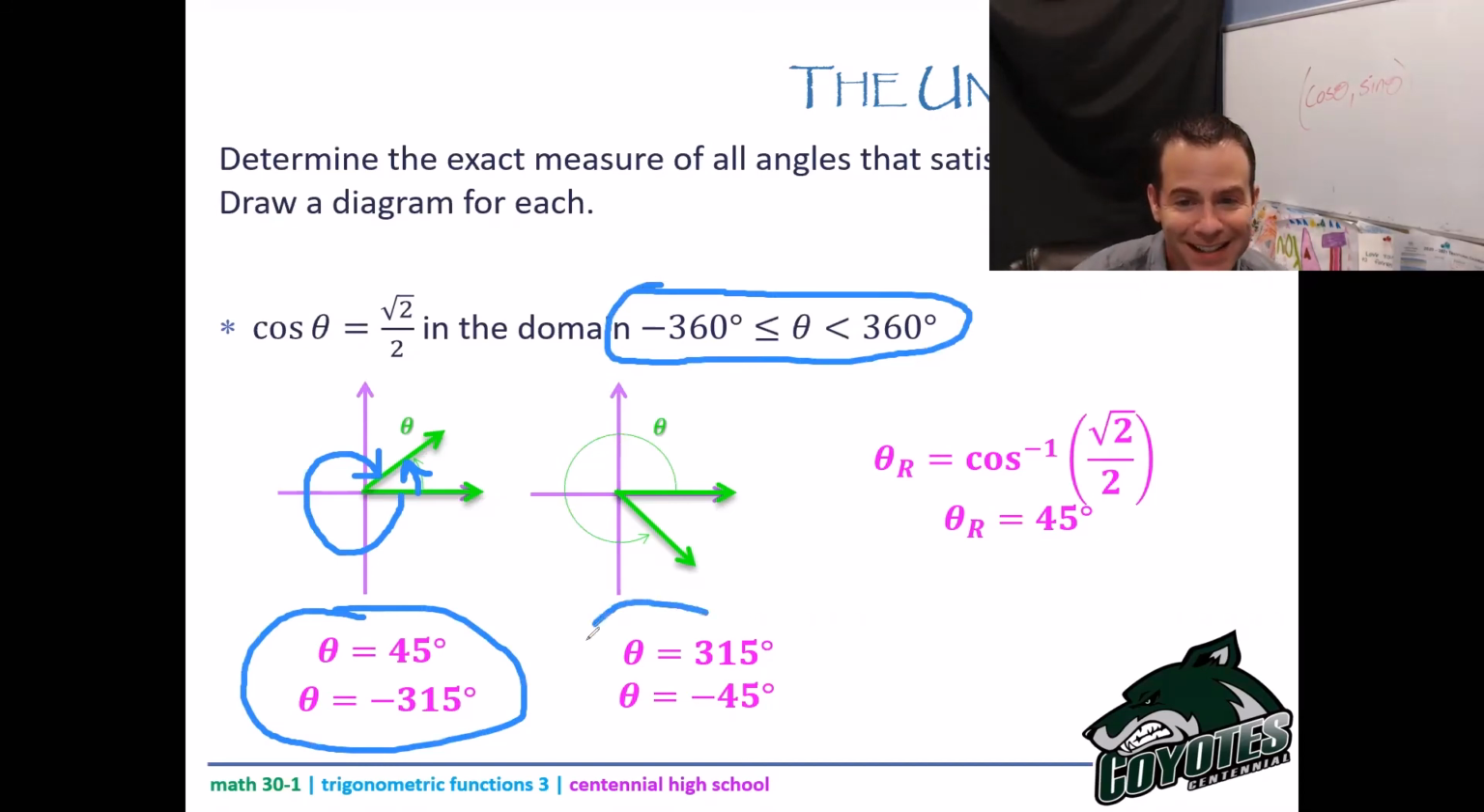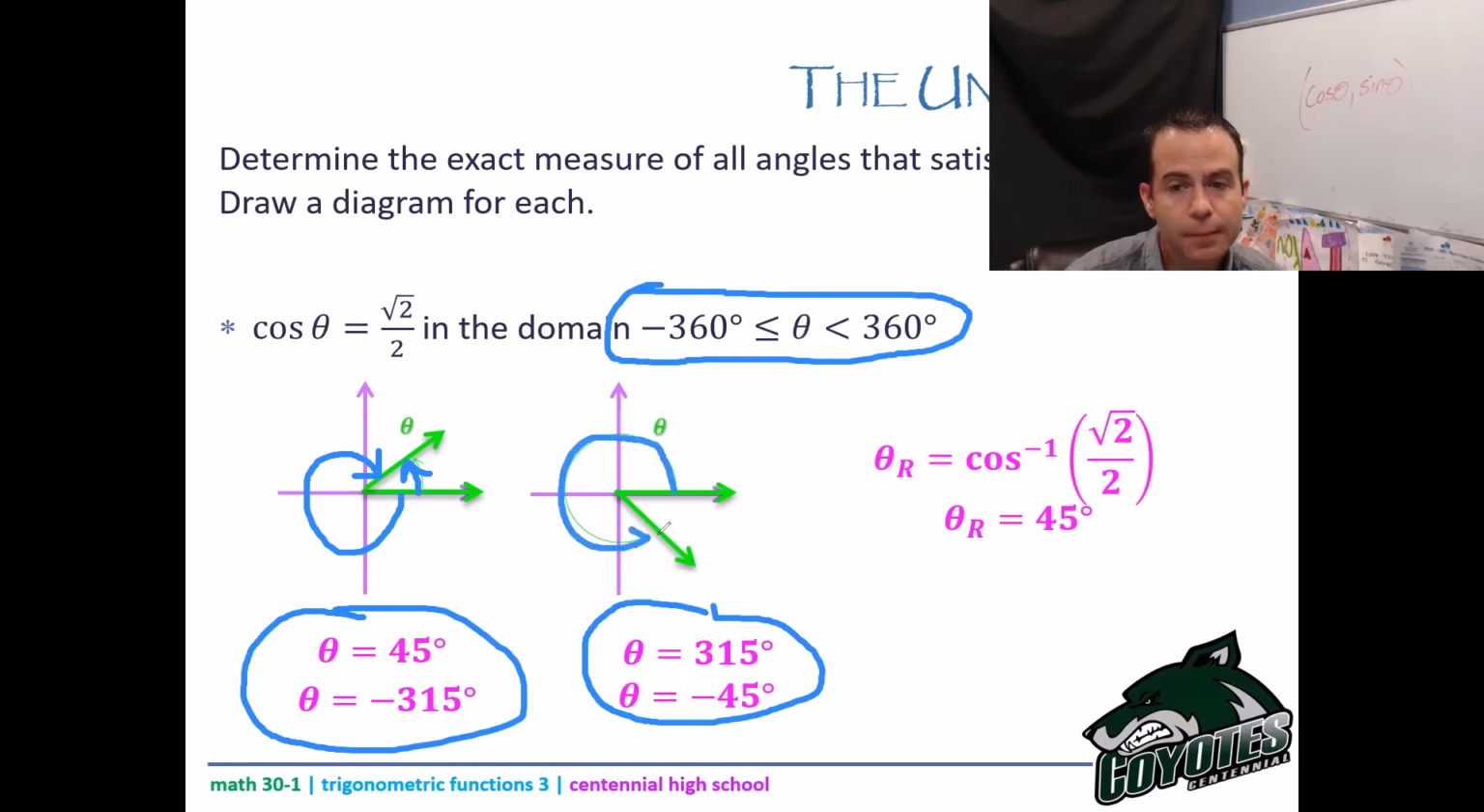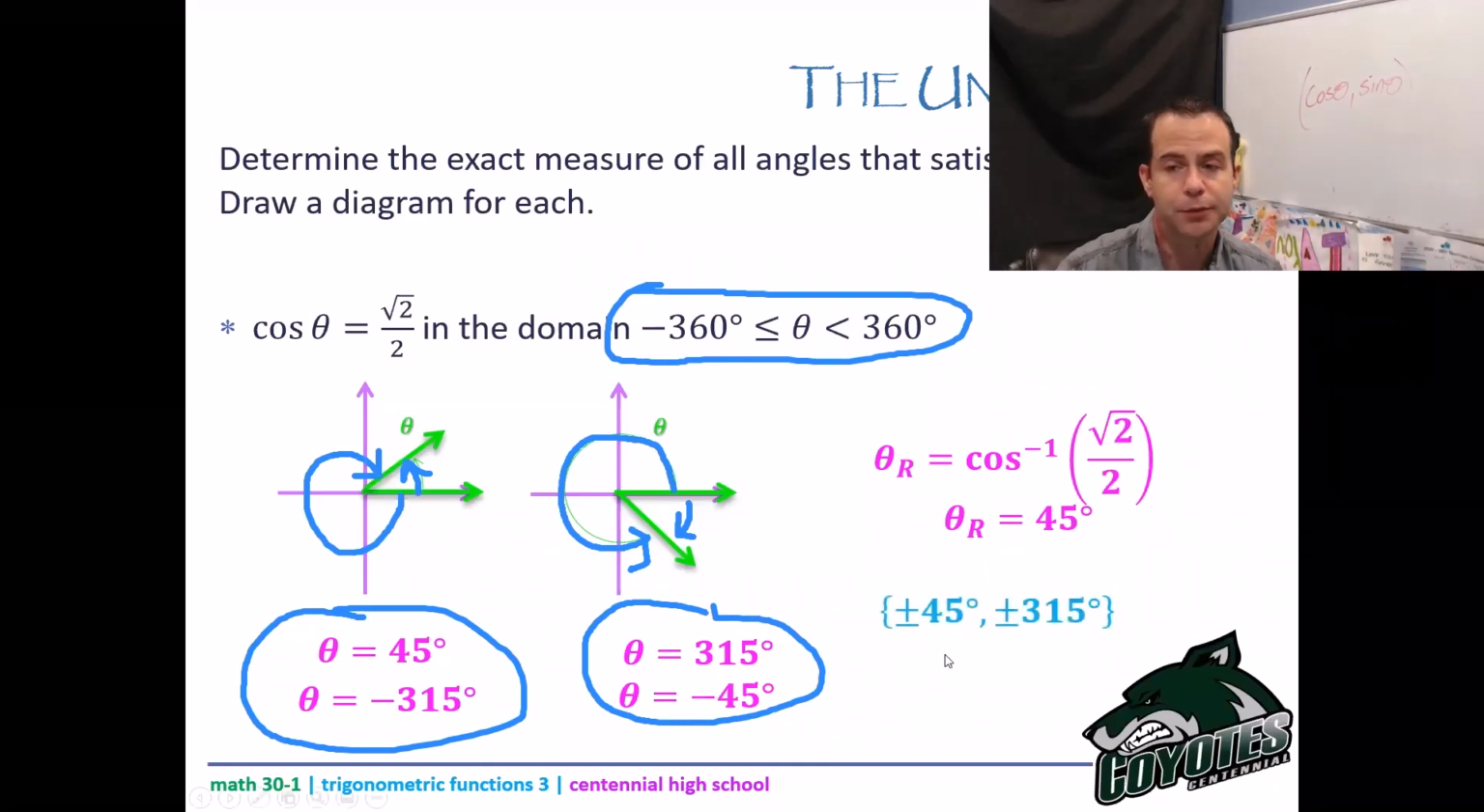The first one is this green rotational arrow that I did. Okay, but then to get the coterminal angle, I'm subtracting 360 from the 315, and that gives me negative 45, which is this space right there. Okay, and so my conclusion is actually plus or minus 45 and plus or minus 315 degrees.